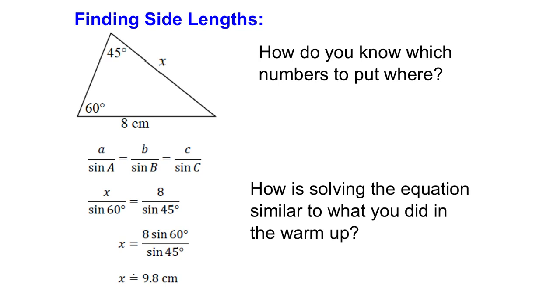Now, one issue that I see all the time is right here. People forget that it's sine 60 and sine 45. A lot of people just put 60 and 45. So to solve for x, they do 8 times 60 divided by 45, and they get a number that's not right. So just watch out. In the sine law, it says sine, that has to be there.